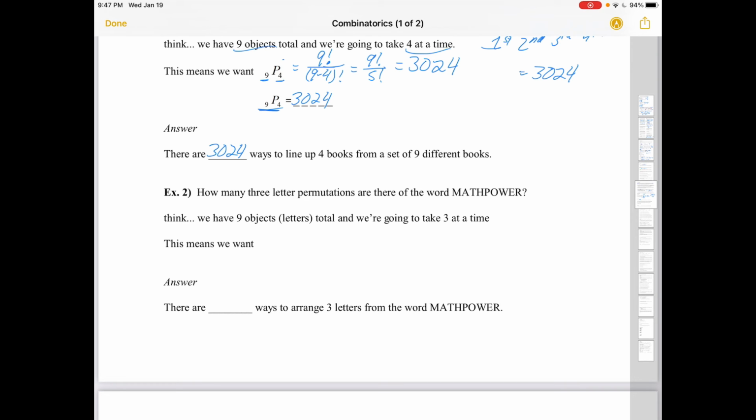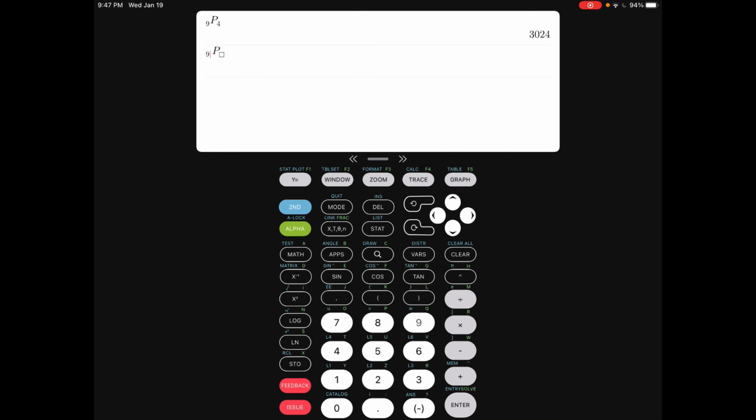How many 3-letter permutations are there of the word MATH POWER? So let's see, how many letters do we have? 1, 2, 3, 4, 5, 6, 7, 8, 9. We have 9 objects total. We're going to take 3 at a time. That means we want 9P3. And I can do it with the formula, but it's probably faster just to type 9P3 in my calculator. Here we go. 9P3 gives me 504.